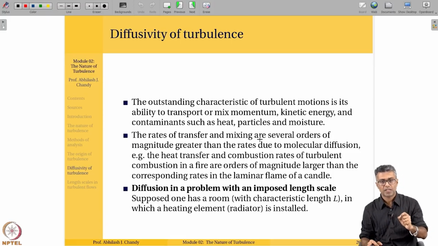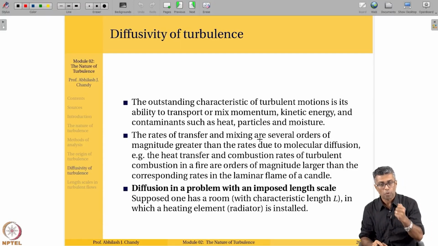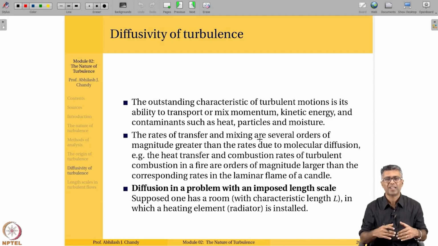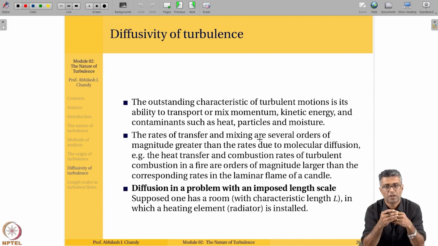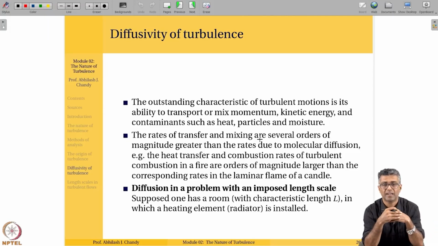So diffusivity is sort of the outstanding characteristic of turbulent flow, and it represents its ability to transport and mix momentum, kinetic energy, or even scalars such as moisture or any kind of species, even heat. So it is its ability to transport or mix momentum, kinetic energy, and other scalars, right? Contaminants such as heat, particles, or moisture.